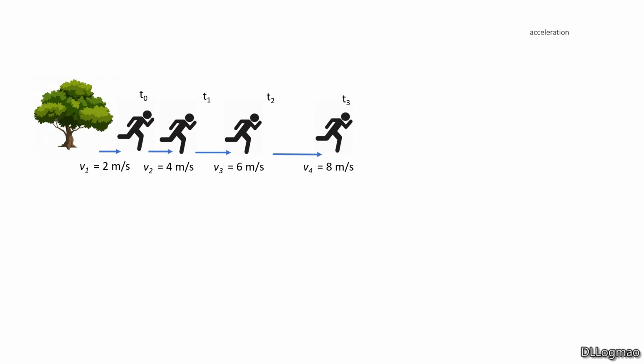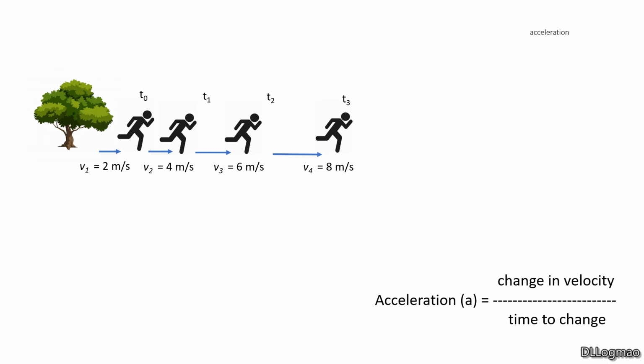Let's move to the third way of describing motion. This man moves away from the tree with a speed changing from 2 meters per second to 4 meters per second to 6 meters per second to 8 meters per second at the same time interval. The ratio of the change in the velocity of the body and the time to change the velocity is known as acceleration, A. The equation for acceleration is A equals delta V over T.